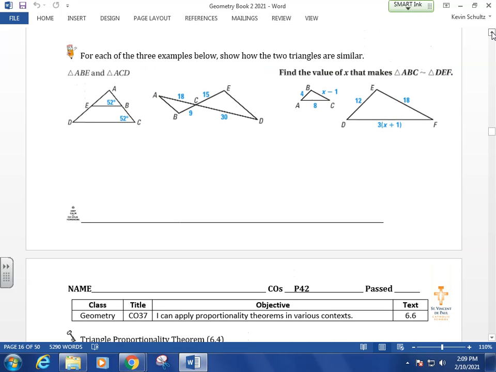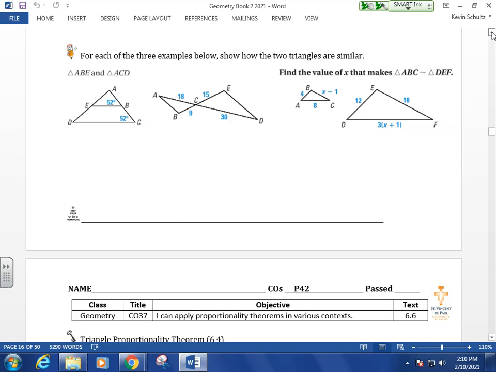For each of the 3 examples below, show how the 2 triangles are similar. The first one here, triangle ABE and ACD. ABE is the smaller triangle that's actually inside the larger one. Is this set up for angle, side, side, side, or side, angle, side? And be prepared to defend your answer. Evan? Angle. How so? They give 52 as congruent angles, and then they share the top angle.